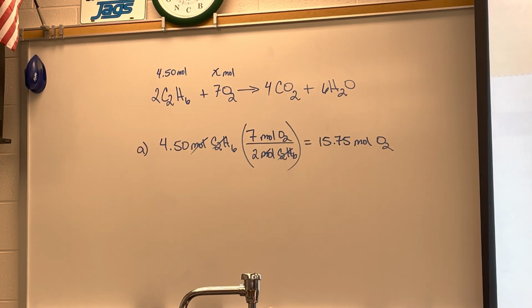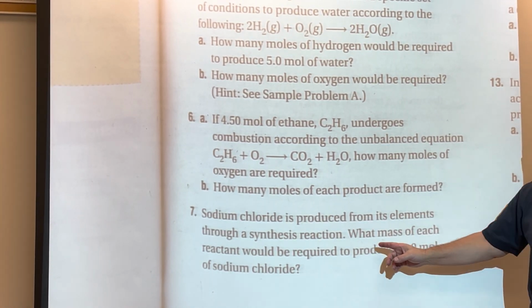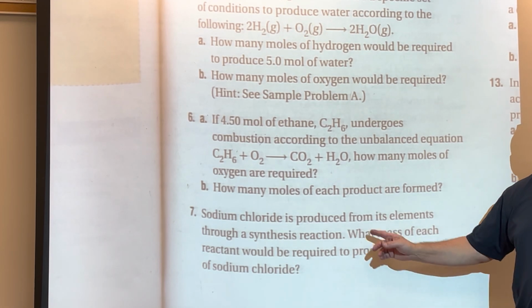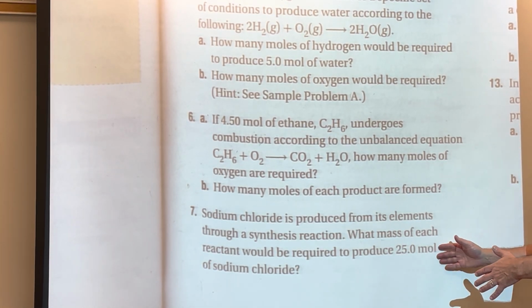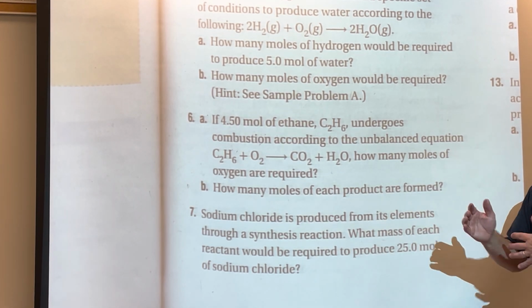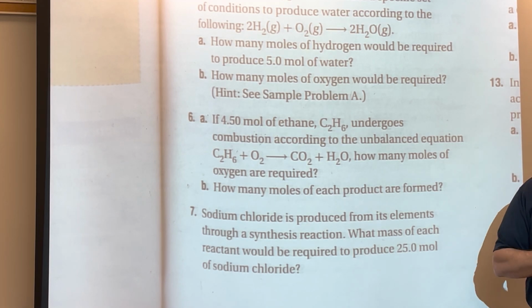So now sodium chloride is produced from the elements through a synthesis reaction. What mass of each reactant would be required to produce 25 moles? So this one now, you're given moles and you're looking for mass. Now notice they give you the moles of products. It doesn't matter which way you go. You can go products to reactants, reactants to products. You have a given and an unknown. It doesn't matter which way you go.